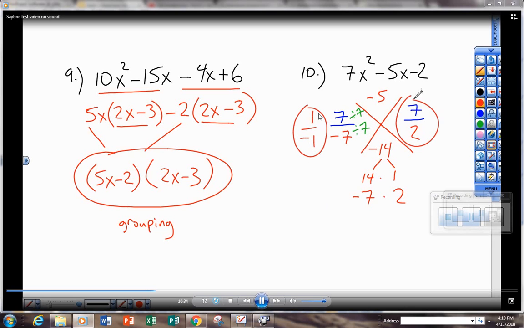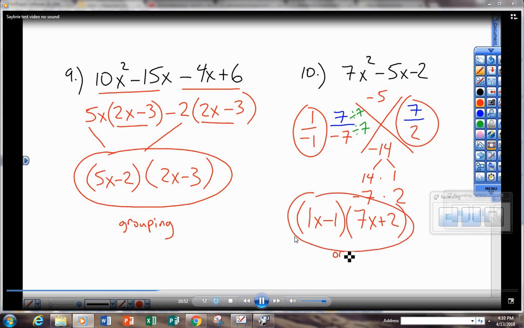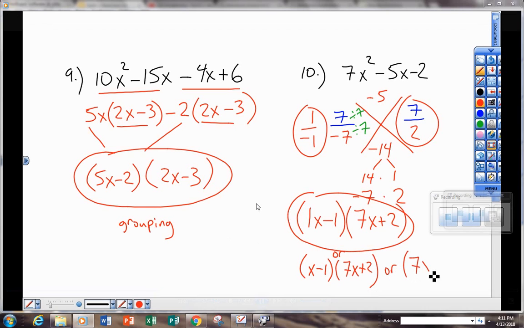So 1 comes from the top number, the 1x, or just plain old x, minus 1. And the second one is 7x plus 2. And of course, you could write that in any order. You could write that 7x plus 2 times x minus 1. That order doesn't matter. And then that 1 in front of the x doesn't matter. And of course, you could flip these around too. You could write that as 7x plus 2 times x minus 1. And I showed you that there.